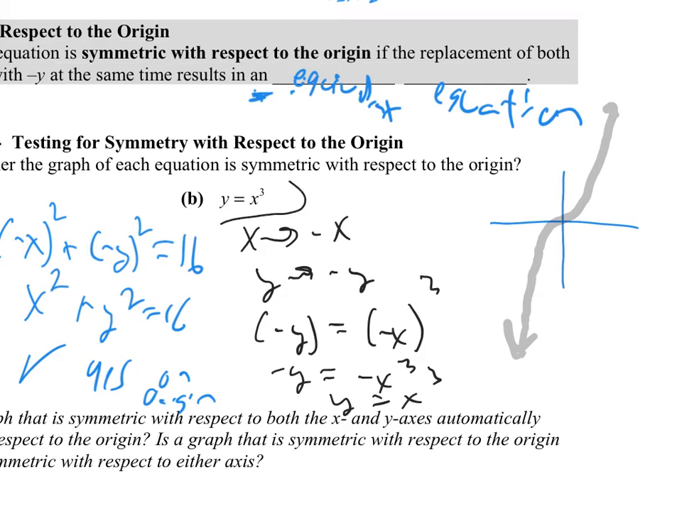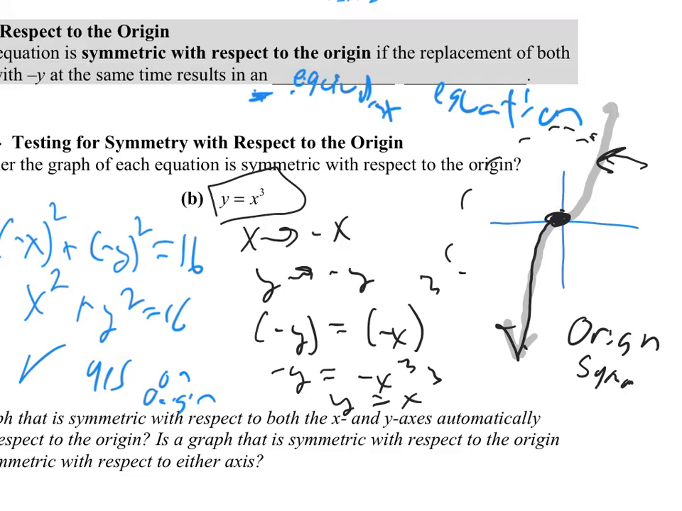It's the same equation. Remember what we said before? If we rotate this, I push this over, this piece is going to line up with this piece once it keeps going. It rotates around the origin, so it has symmetry on the origin. Origin symmetry.